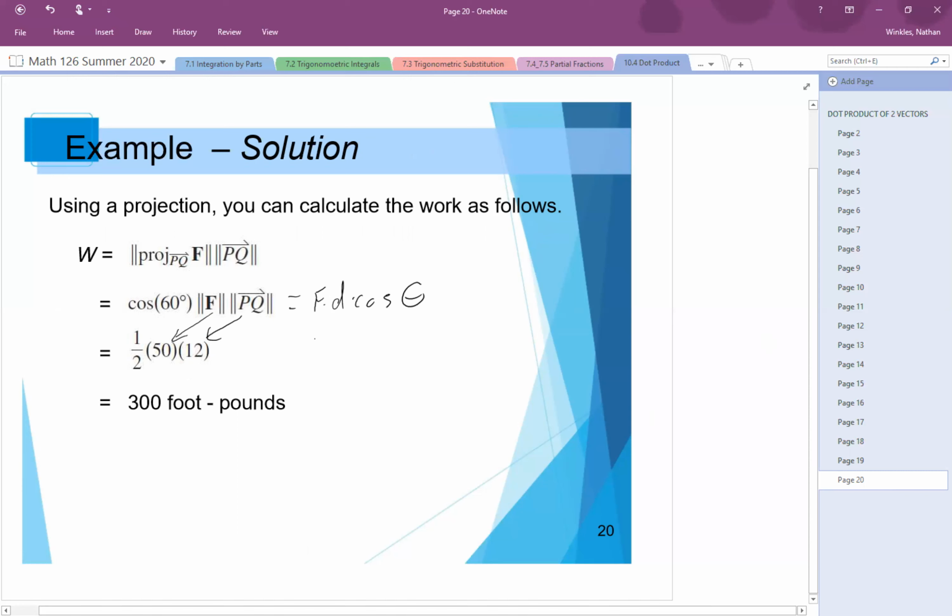So when we do that, we get 6 times 50, which is 300 foot-pounds as our answer here.